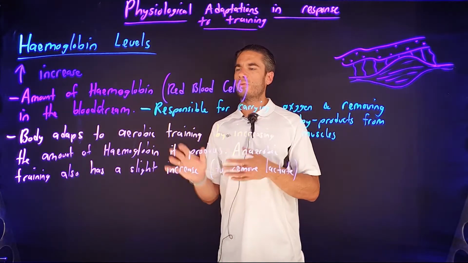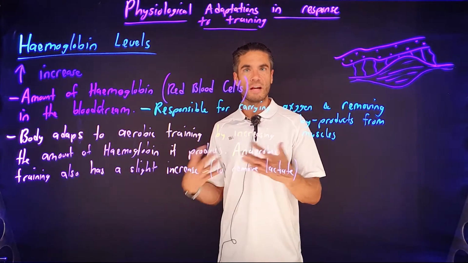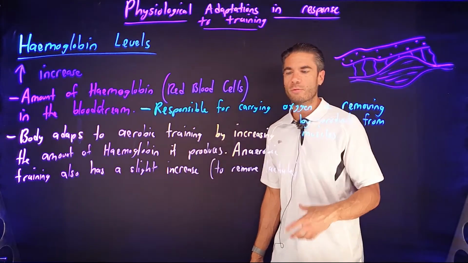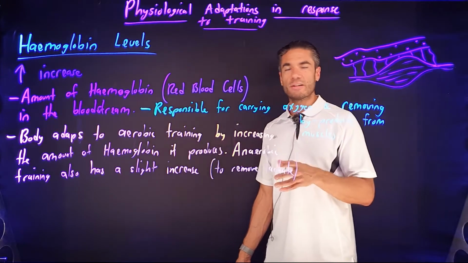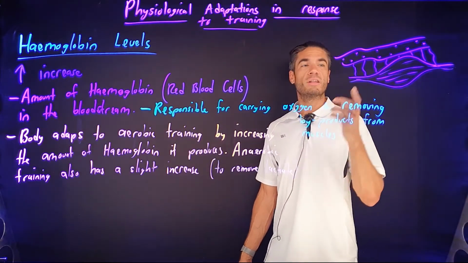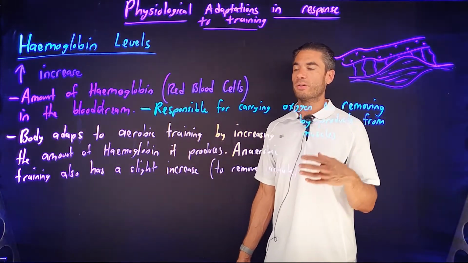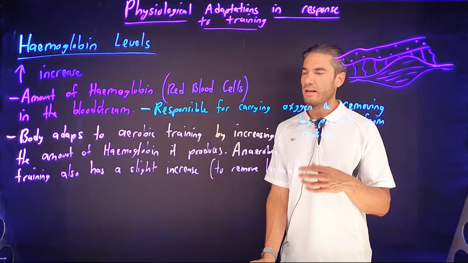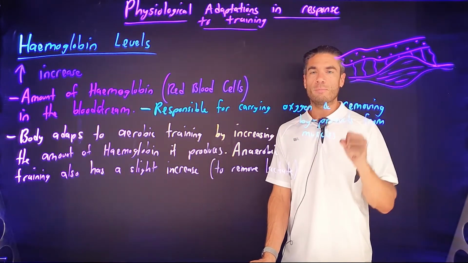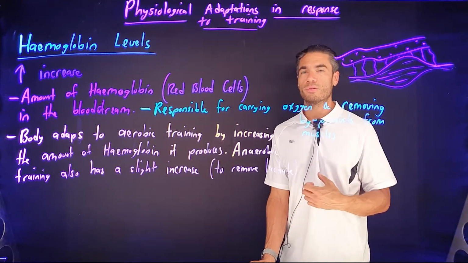So the body adapts to aerobic training by increasing the amount of hemoglobin it produces in the bloodstream, so that it can carry more oxygen, therefore increasing your performance and delaying fatigue. Anaerobic training also has an effect on the amount of hemoglobin because the secondary role of hemoglobin or red blood cells is to remove byproducts, and we know that if you're working in your lactic acid system, you create byproducts such as lactate and hydrogen, so the hemoglobin levels in your bloodstream increase so that it can remove those byproducts more easily.